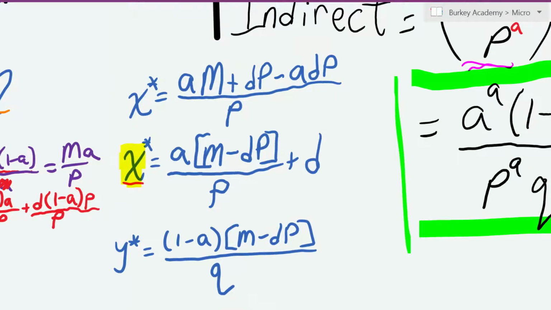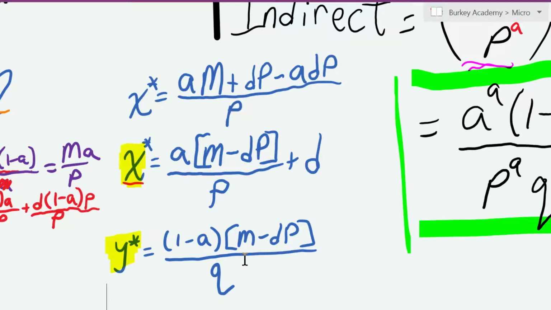So how much Y are we going to buy? Very similarly to X. We don't have to buy a subsistence level, so we don't see the D over here, right? No D, but we're just taking this 1 minus A proportion of our budget that's left after we buy D units of X, and we're splitting it. So M minus dP is kind of our disposable income after we buy D units of X, and we split it with A, the proportion A, going towards X, and 1 minus A going towards Y.